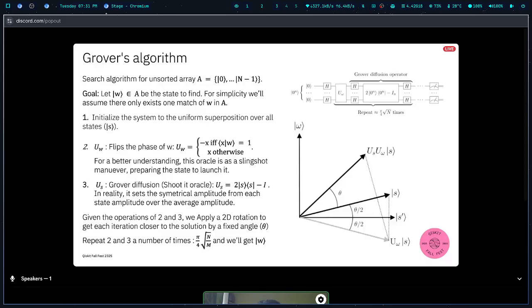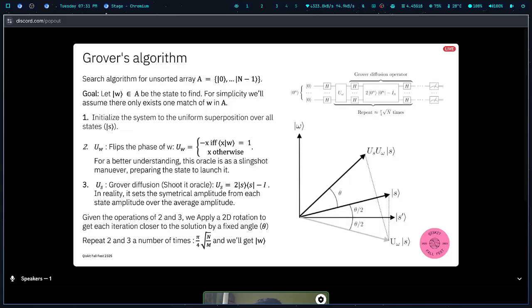But what's that number of times? Okay, so in normal literature, you'll find something like this: pi divided by 4 of the square root of N times. But this is not technically correct. There's another parameter, that is M, that we didn't talk about, because we assumed there's only one state in this array.